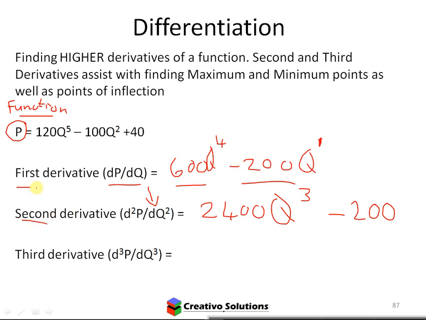Okay, the first derivative finds the min or max. The second derivative tells you if it's a smiley or happy or sad face. Okay. What would the third derivative be? Derive that.